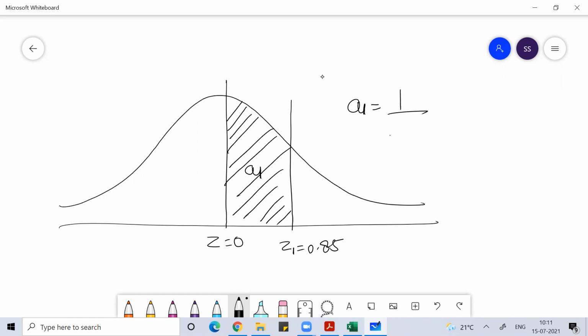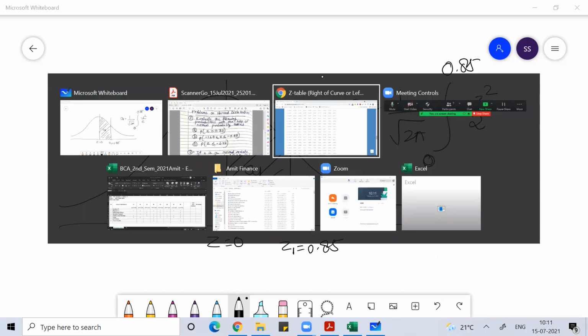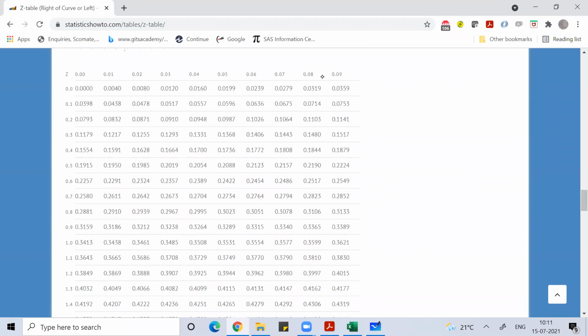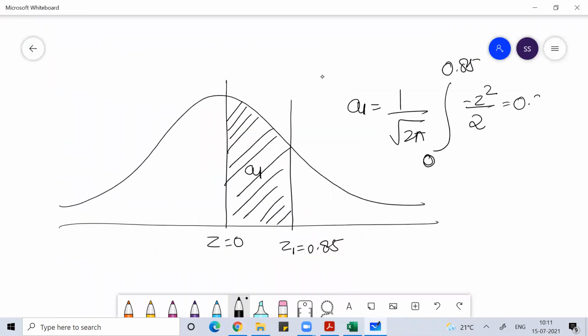A1 will tell you all the area from 0 to 0.85. Can you understand this, guys? So all the area between 0 and 0.85, you can see in the normal distribution table, 0.85. 0.85 means 1, 2, 3, 4, 5, 6, 0.3023. This is 0.3023. Okay, everyone.